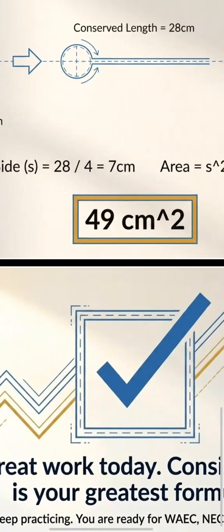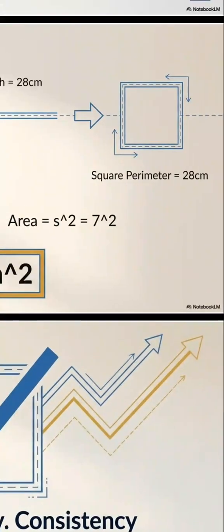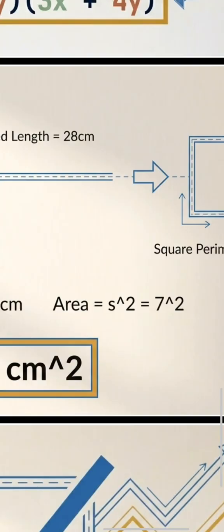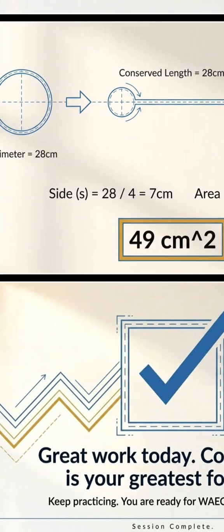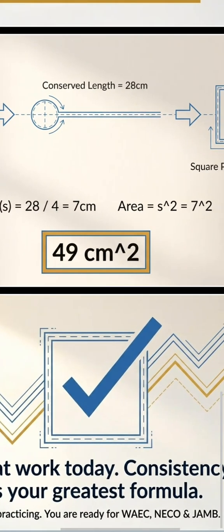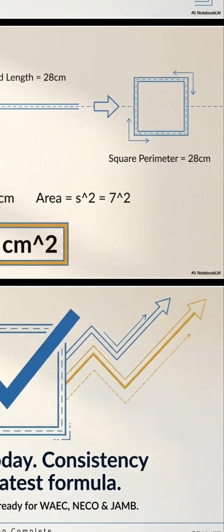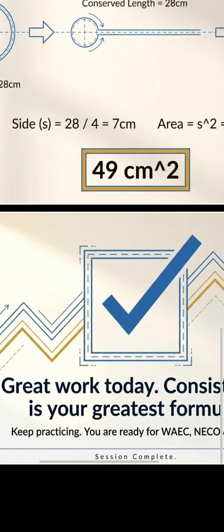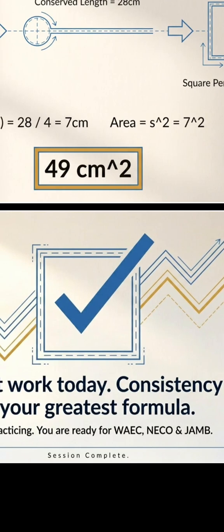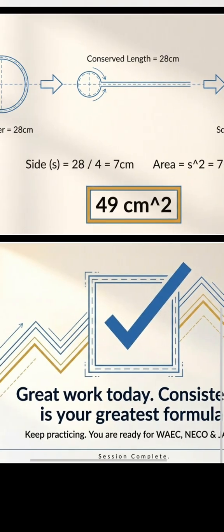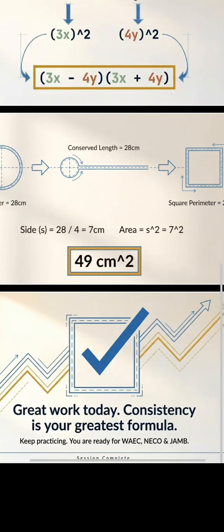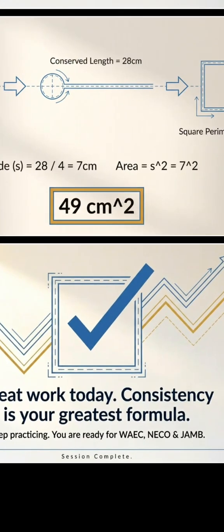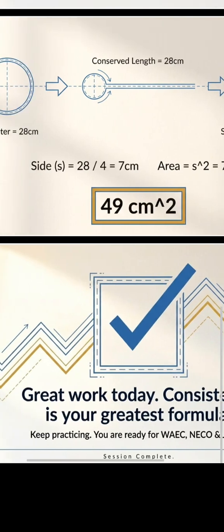So 28 is equal to 4l, and to get l, which is the side of the square, 28 divided by 4 gives us 7. So the side of the square is 7 centimeter. Now we're asked to find the area. The area of a square is l square, that is 7 times 7, which gives us 49 centimeter square. I usually say that please don't forget to format your answer in the right unit.